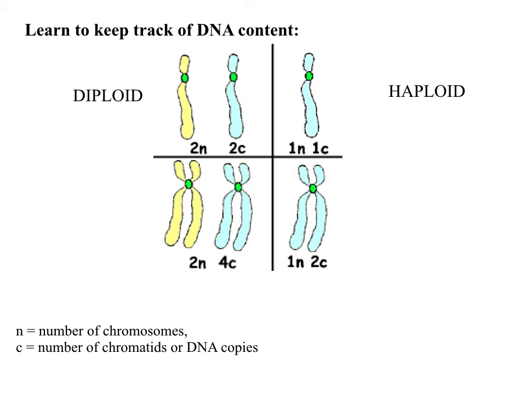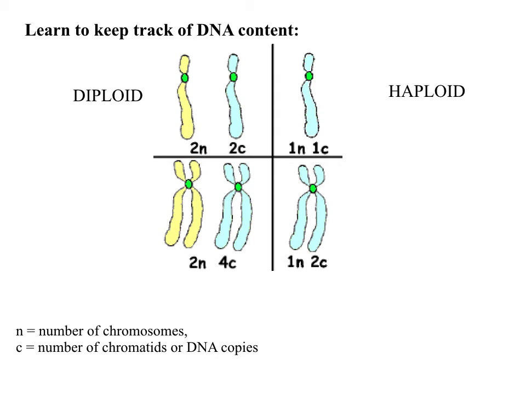So again, diploid, 2N, and here we have 2 chromatids for that. In the bottom panel, this is where we had replicated our DNA. So we have 2 sister chromatids forming each chromosome.